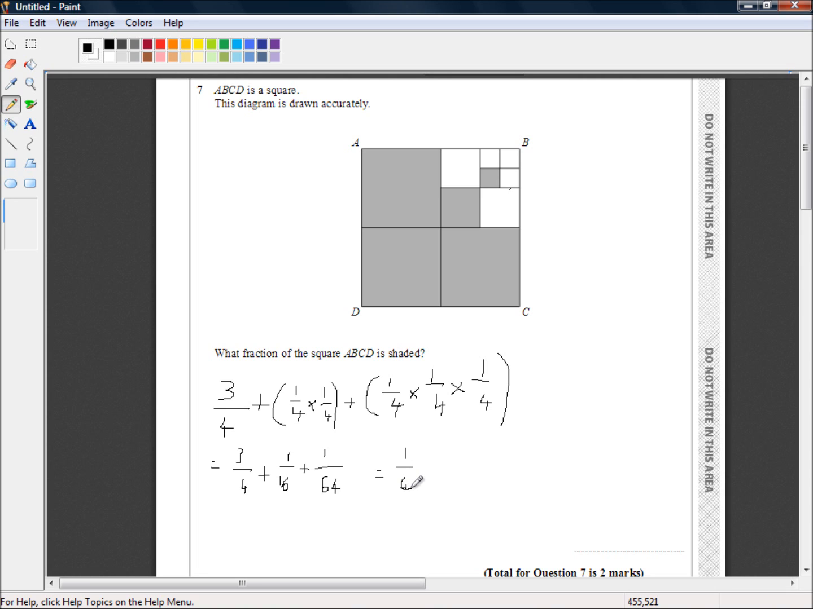We know we can make this 16 into 64 just by multiplying by 4, because that's 1 over 4 times 1 over 4, and that's 1 over 4 times 1 over 4 times 1 over 4. So 16 times 4 is 64. So that's plus. So if we're multiplying the denominator by 4 to get 64, we must multiply the numerator by 4. So that's 4 over 64.